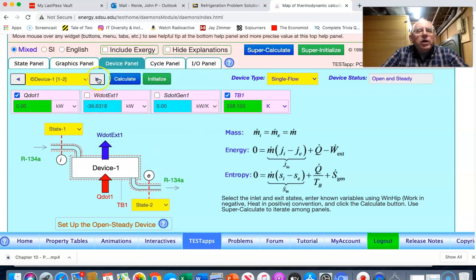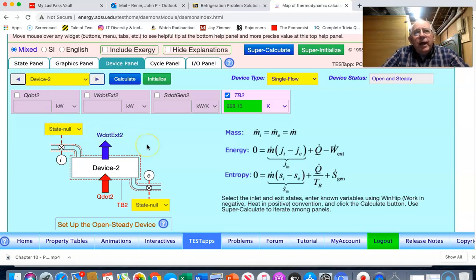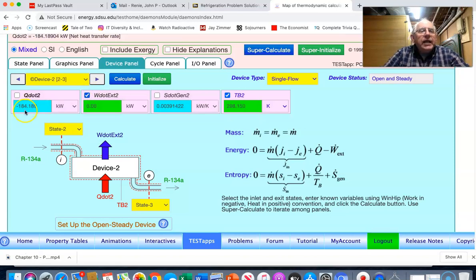Okay, we can then go to our condenser. Now, our condenser is going to be a non-mixing two fluids type of condenser. But for right now, I'm going to treat it as just a single one from 2 to 3. And this would be the condenser with no work being done. And we see that it has to reject heat at this particular rate.